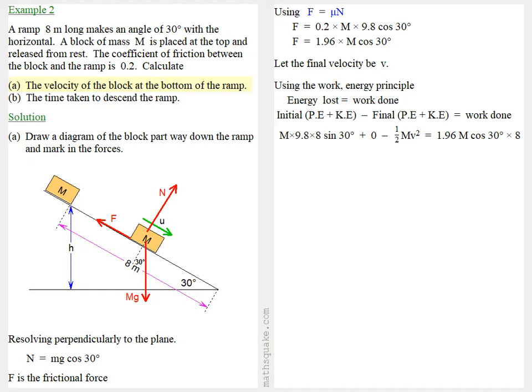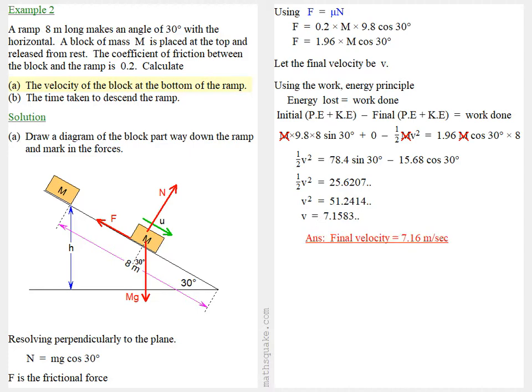Now the m's cancel all the way through, so we're left with a half v squared is equal to 78.4 sine 30 minus 15.68 cos 30. Well, that works out to be 25.6207. So if we double both sides, v squared is equal to 51.2414. If we take the square root of both sides, we get v is equal to 7.1583, and so we have our final velocity is 7.16 meters per second.